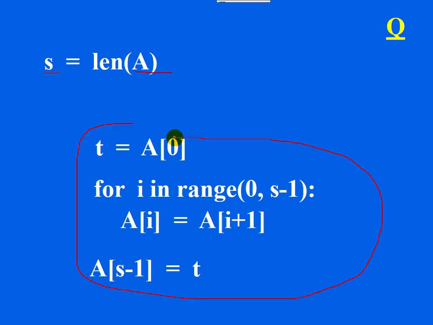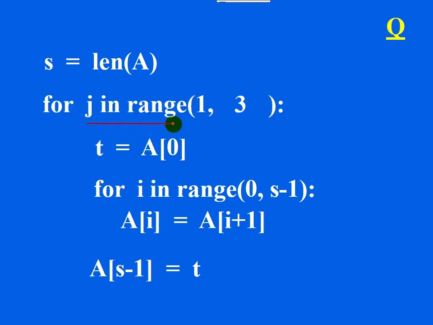So please understand, what this statement does is the elements are shifted by one position to the left. Now I need to shift all the elements by two positions to the left, which means these statements should be repeated two times. How can you repeat the statements? It is for j in range(1, 3), because the range function returns all the integers starting with 1 ending with 3 minus 1, that is 2. So range(1, 3) will return 1 and 2.